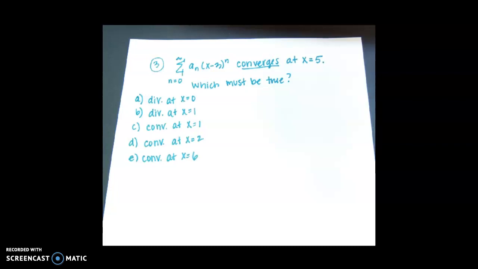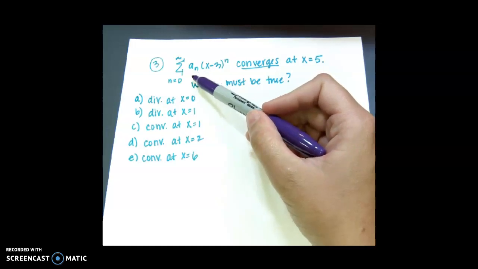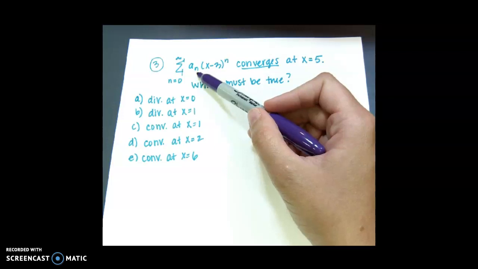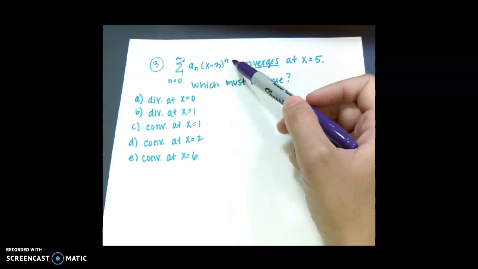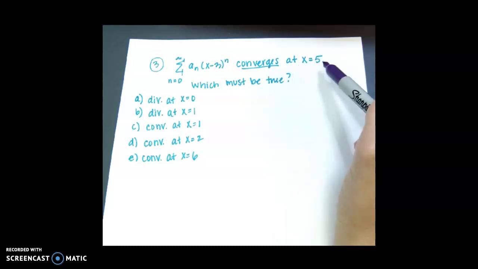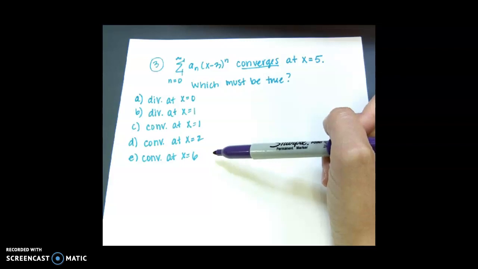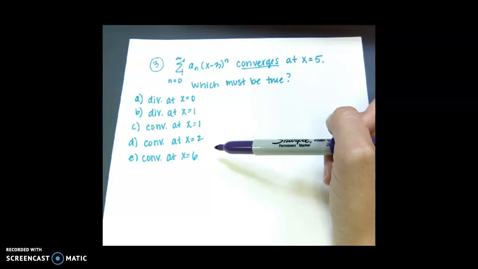Okay, I've had a few questions on number 3. So guys, if you look at the series that they give you, it just says a sub n right here, so this means it could be any type of expression or function, and then it's x minus 3 to the nth power. It tells you it converges at x equals 5, and then which of these must be true. Some of these potentially could be true, but we have to know which one we definitely know for sure.